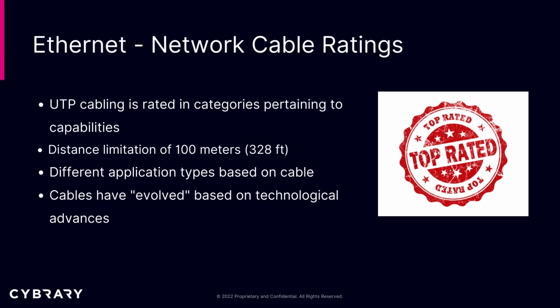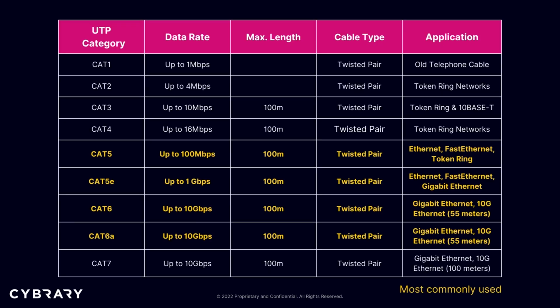Different application types are based on the cables. And also, cables have evolved based on the technological advances. We'll see that in a little bit. So these are the different cables that have been upgraded over the years, and these are known as Cat 5 or category cables. Say for instance, you have your Cat 1, Cat 2, Cat 3, and Cat 4. Up until today's time frame, those were the older type cables. We used them for token ring networks, old telephone cables. We're primarily concerned with learning about Cat 5 through Cat 6A.